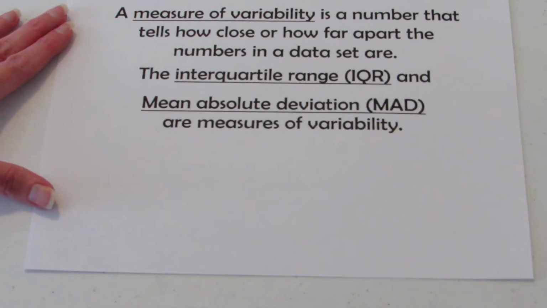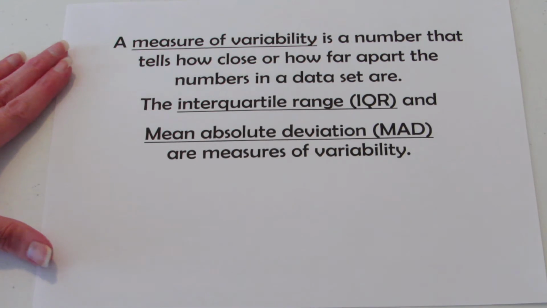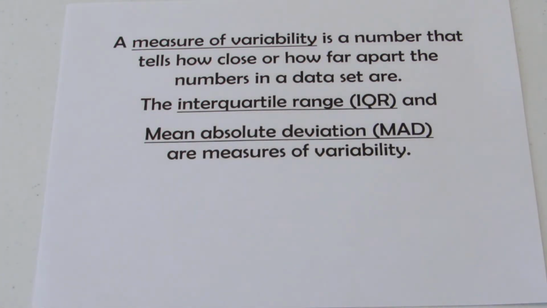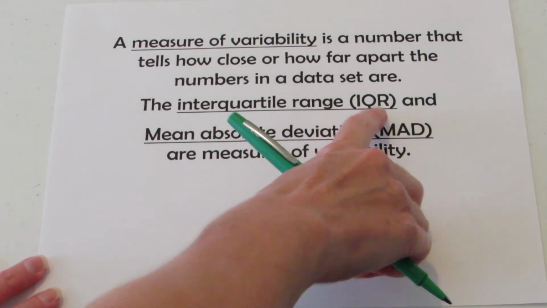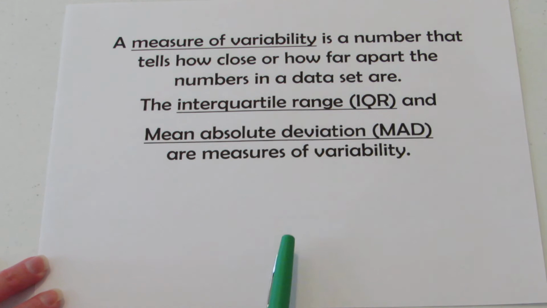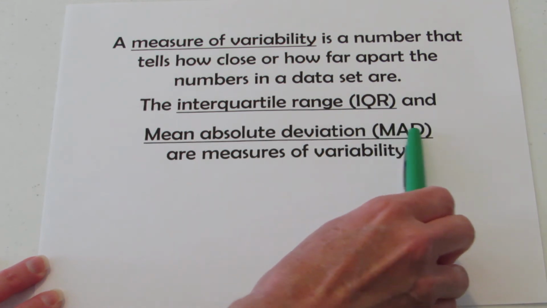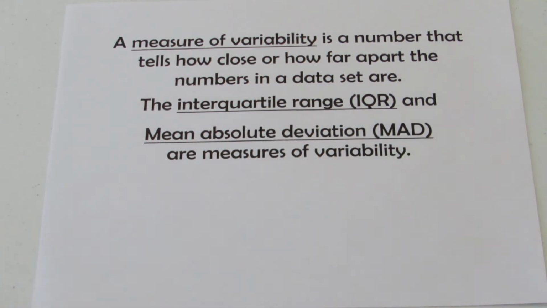All right, now the next part of Lesson 2 is talking about measures of variability. A measure of variability is a number that tells how close or how far apart the numbers in a data set are. So there's 2 measures of variability that we're talking about. That's the interquartile range, and you'll see that abbreviated as IQR, and the mean absolute deviation, or MAD, M-A-D. Those are both measures of variability.